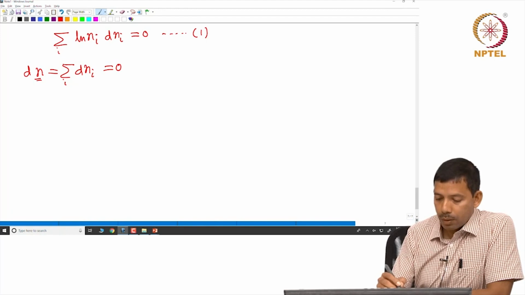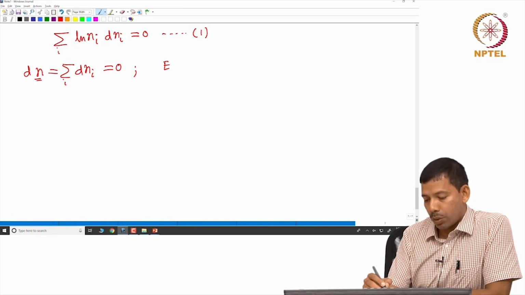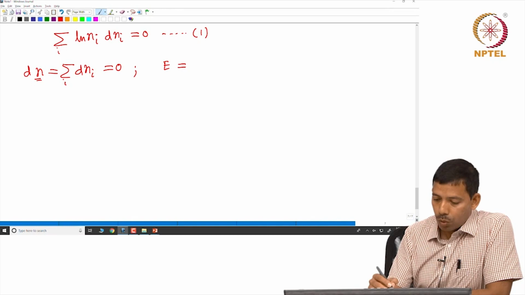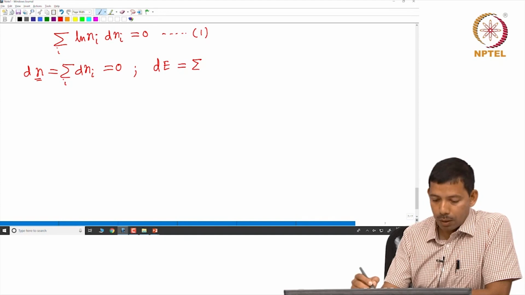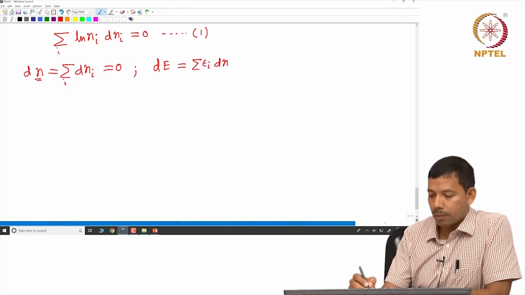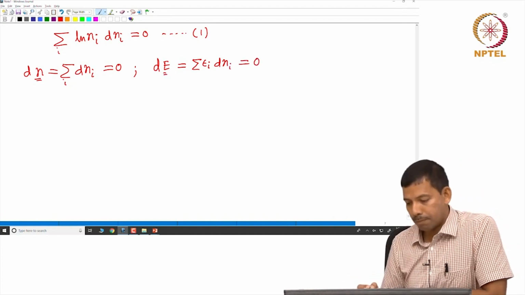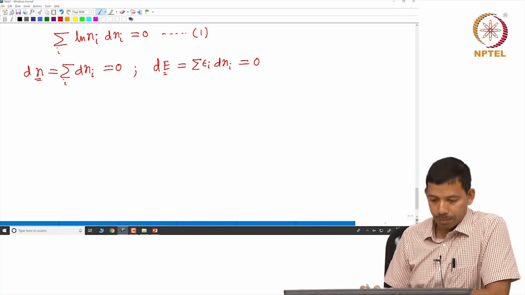We also had another constraint, which is that the total energy also has to be fixed. If E is the total energy of the system and that is fixed, we take dE, and dE is nothing but sum over i epsilon i dni, and that is equal to 0 because my E is constant. So, these are the two constraints we have.